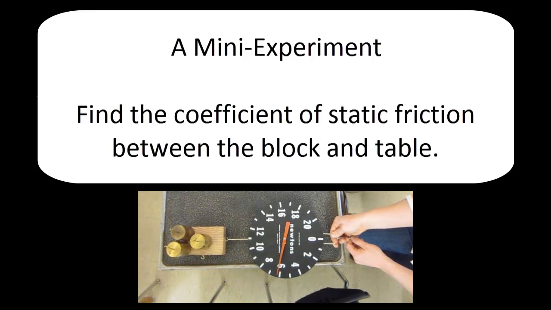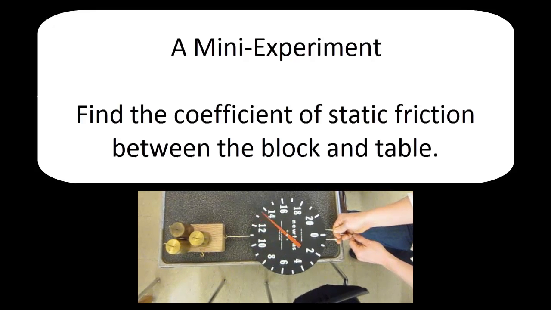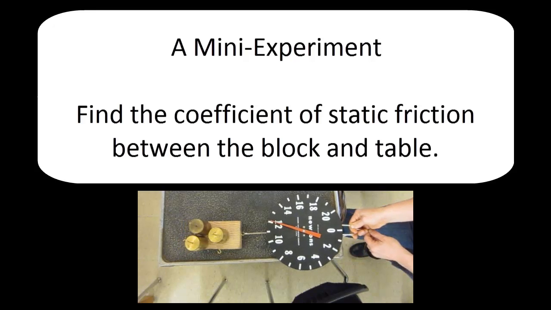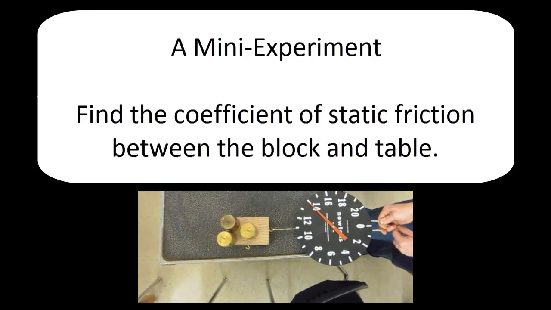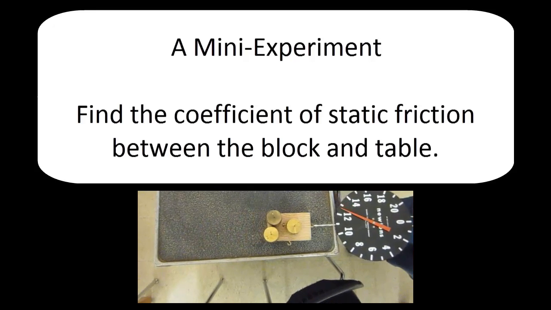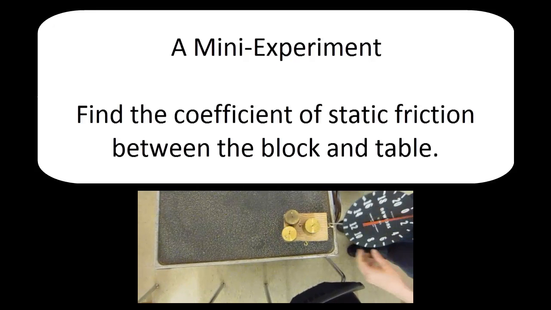I start to pull it. I'm pulling 6, 10, 14, 16, and then the thing starts moving. So the force with which I pull when it just starts to move is 16 newtons. That will be equal to the maximum static frictional force. So let's solve for the coefficient of static friction.